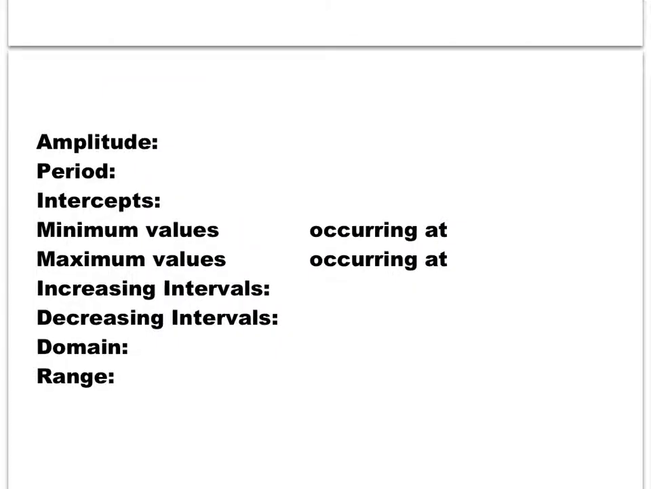Now let's answer the following questions based on the graph. The first one, Jaskaran, what is the amplitude here? 1. The amplitude is 1. How do we know it's 1? The maximum of the graph is 1. The minimum of the graph is -1. So 1 plus 1 is 2, divided by 2 is 1. So we know the amplitude is 1.